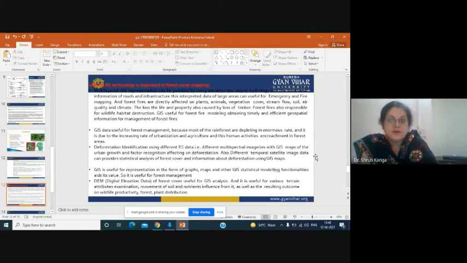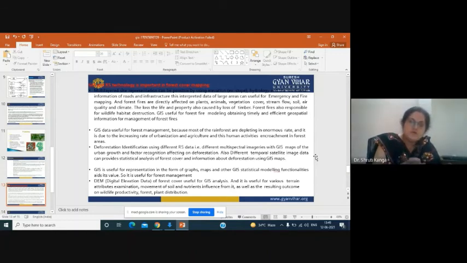If we have data showing where the different drainage systems and roads are, we can assess how fires directly affect different plants, vegetation, animals, stream flow, air and soil quality, and climate. The loss of life and property is also caused by timber. So forest fire is also responsible for this destruction. GIS is very helpful in forest fire modeling, and in the timely and efficient management of these fires, because if we have simulation modeling for fires, we can get an idea of how the fire is spreading, in what direction, and how we can go for different management strategies.